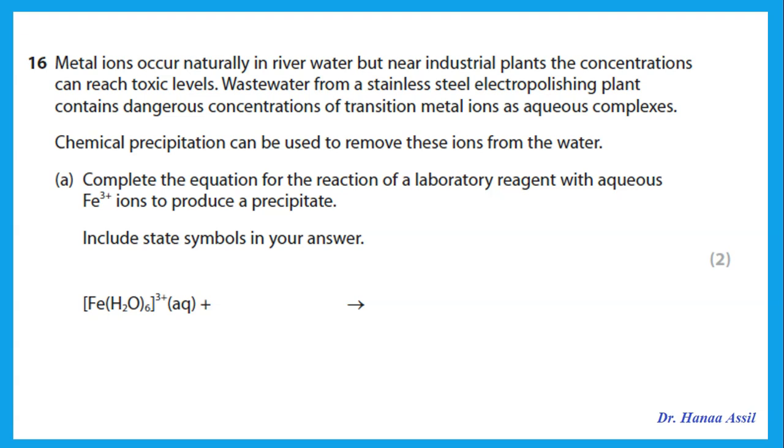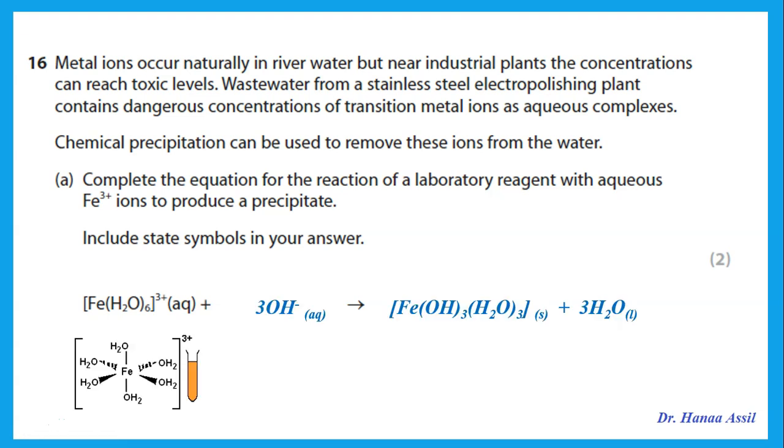So if we want to form a precipitate, what would react with the Fe3+? And of course the Fe3+ in solution is a complex between iron and 6 water. Now we can react it with what? We can react it with sodium hydroxide. That would give a precipitate in which 3 of the waters have been deprotonated to OHs. In that case, the overall charge on that complex is 0 because I have 3 positives of the iron and 3 negatives of the hydroxide. So this is the equation that you should get.